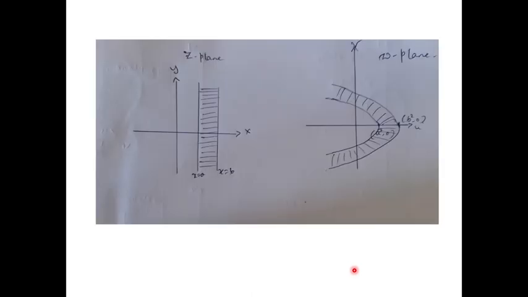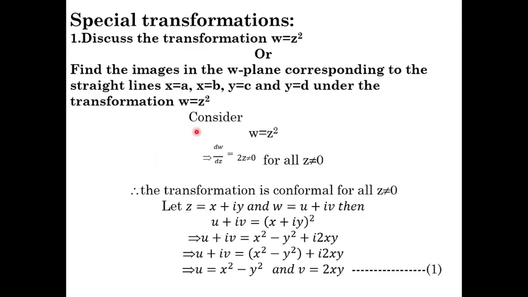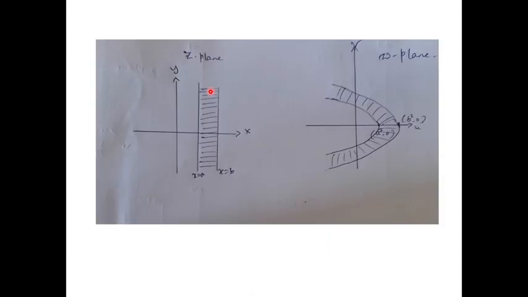Now this is the image in the z plane and this is the image in the w plane. See here, x = a and x = b are given, which are parallel to the imaginary axis, that is, the y axis. Here x = a is a straight line parallel to the y axis. Its image will be a parabola with vertex (a², 0), symmetrical about which axis? The x axis, which means the real axis, the u axis.